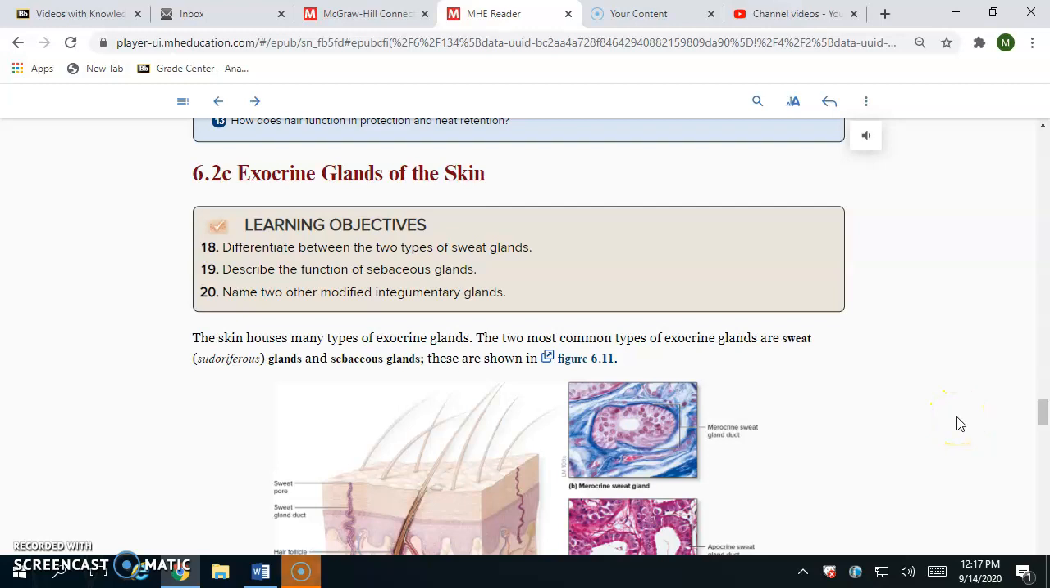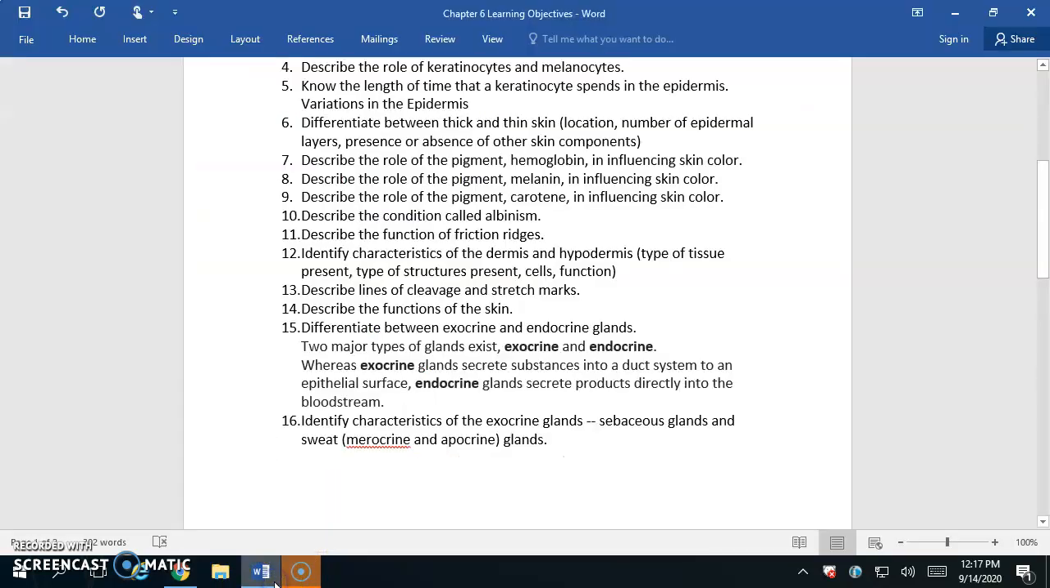All right, A&P1 students, in this video we are going to talk about the exocrine glands that are part of the skin. So let me go to our objectives, and we're here at 15 and 16. So 15 is one I kind of added in, since we're talking about exocrine glands and we haven't really talked about endocrine glands, so I wanted you to know the difference between them. I don't think this learning objective is actually in this chapter, but I think it's important to understand the difference between these two before we start talking about exocrine glands in the skin.